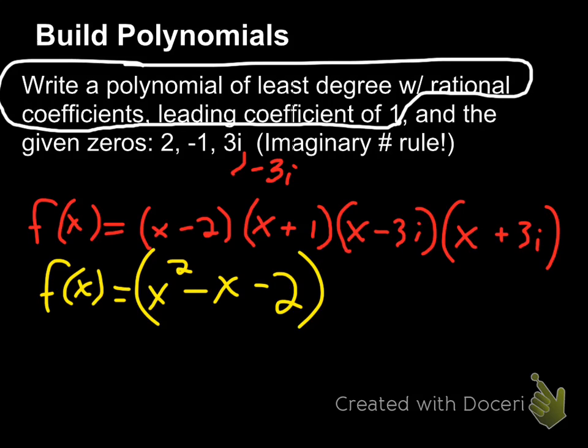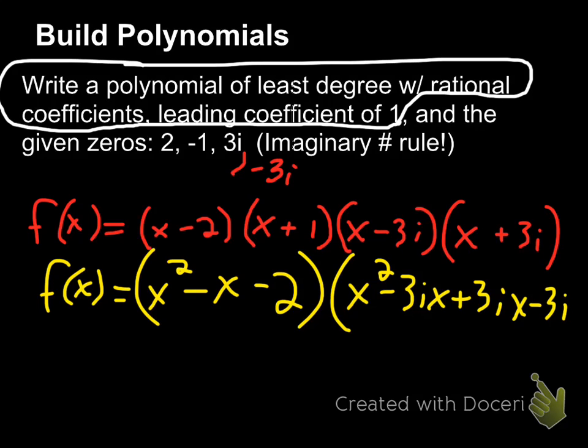The next one, I'm going to take x times x is x squared. Let's see, this is going to be minus 3i times x plus 3i times x. What's going to happen to those middle terms? 0. And then minus 3i times 3i, what's 3 times 3? 9i squared. The 3ix terms cancel out, right? And then what is this 9i squared?